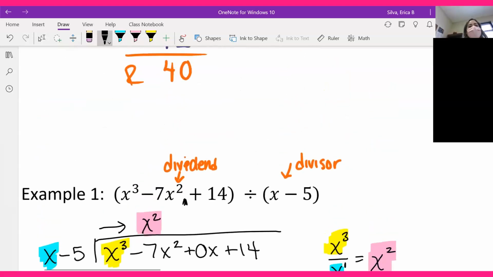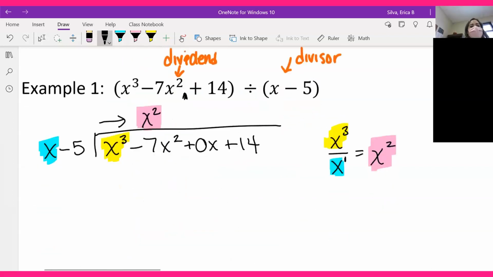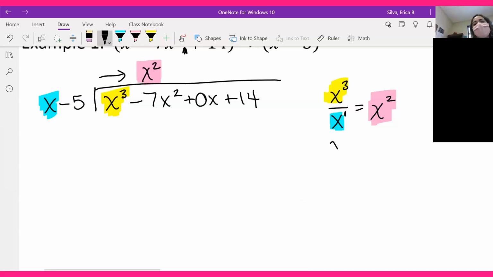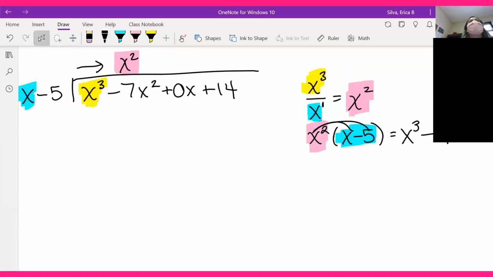And just like we did over here, when we multiplied 1 times 46, that's exactly what we're going to do here. We're going to get that x squared, and we're going to multiply it times x minus 5. So we get x squared times x, we get x cubed. X squared times negative 5 is negative 5x squared. I'll let you guys process that for a little bit. Let me know if you have any questions on this first part.